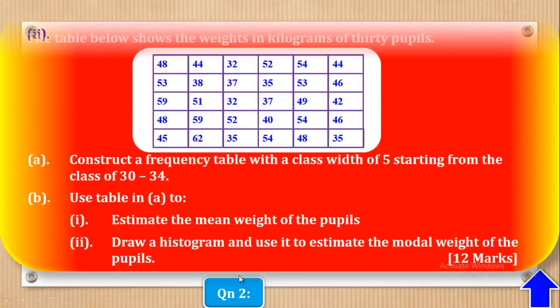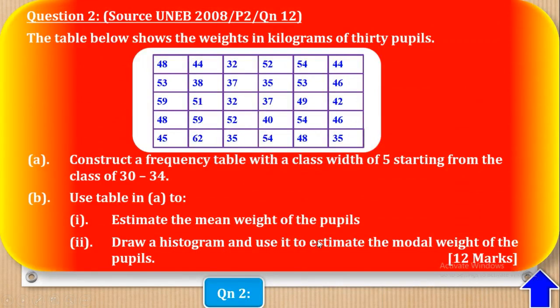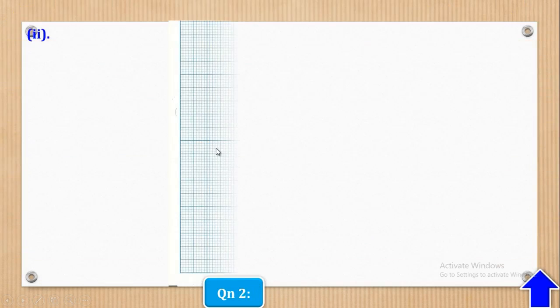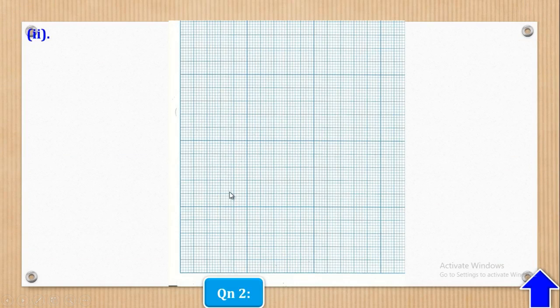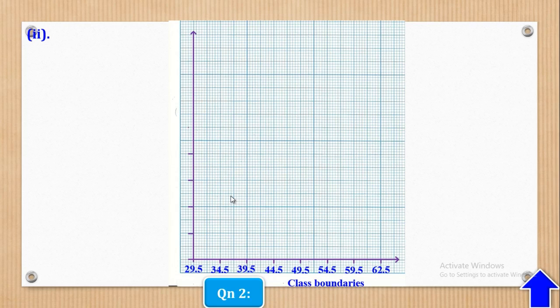So now we shall go to Roman 2. Roman 2 says, draw a histogram and use it to estimate the modal weight of the pupils. For the histogram, you have to have a graph paper. Then, having a graph paper, you have to draw axes and label them. So let's first draw the axes and also label them. Remember, a histogram is a graph of frequency against class boundaries. So the horizontal axis will be for the class boundaries and the vertical axis will be for the frequencies. Remember, the scale has to be uniform. So now that you have drawn that, we shall start.